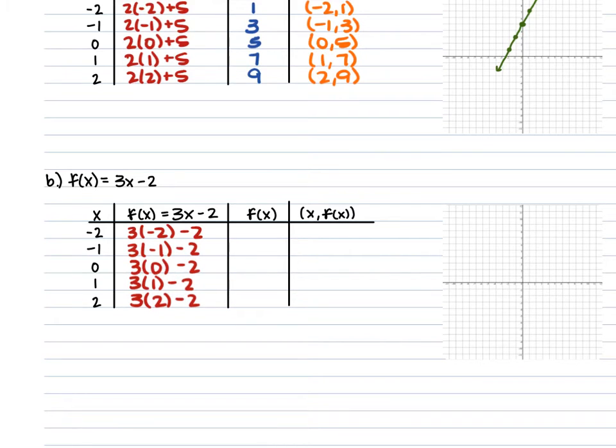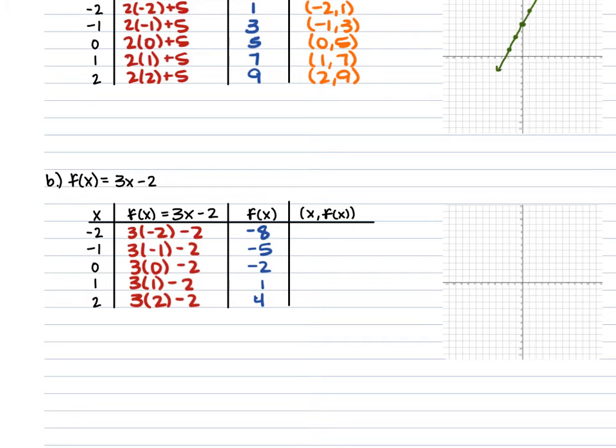Going back up to the top. 3 times negative 2 is negative 6, minus 2 is negative 8. 3 times negative 1 is negative 3, minus 2 is negative 5. 3 times 0 is 0, minus 2 is negative 2. 3 times 1 is 3, minus 2 is 1, not negative 1, I'm sorry. 3 times 2 is 6, minus 2 is 4.